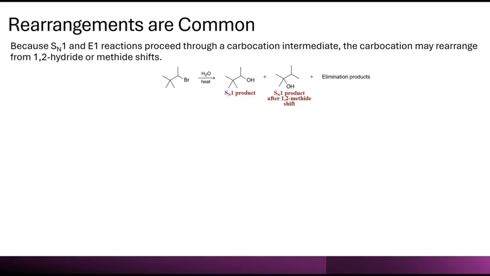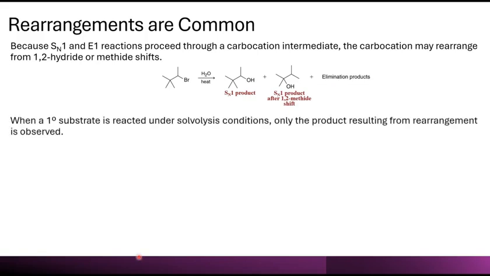Rearrangements are common because SN1 and E1 reactions proceed through a carbocation intermediate. The carbocation may rearrange from 1,2 hydride or methyl shifts. Consider the example shown here. The bromide would leave forming a secondary carbocation. That secondary carbocation will have shifting take place, a 1,2 methyl shift, in order to form a tertiary carbocation. You can see here the second product. This is your SN1 product after the 1,2 methyl shift. This is the SN1 product without the shifting, and there would also be elimination products.